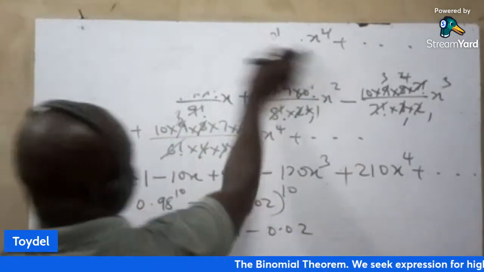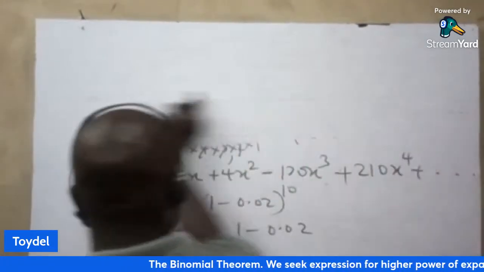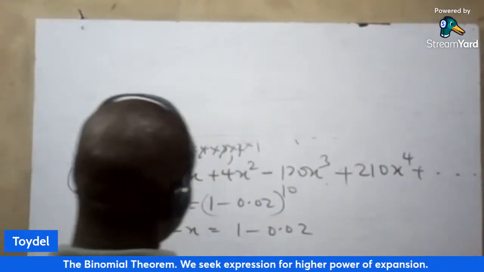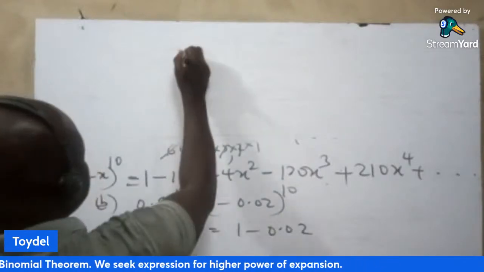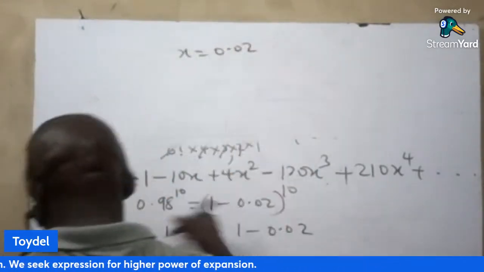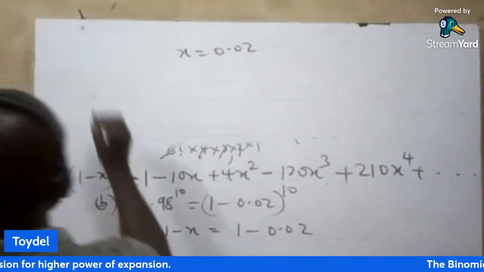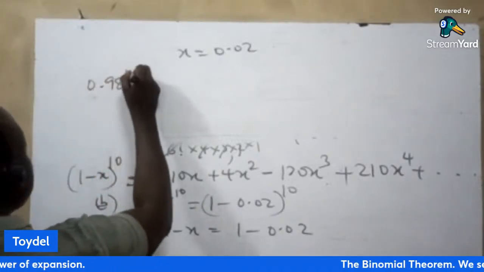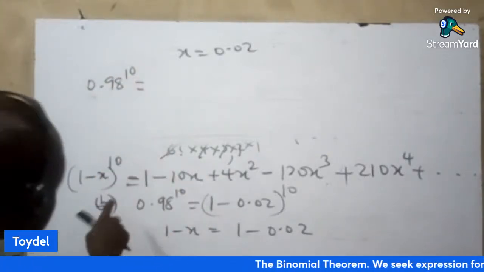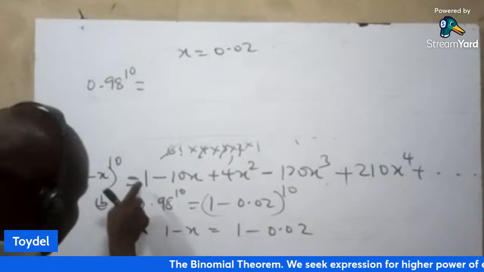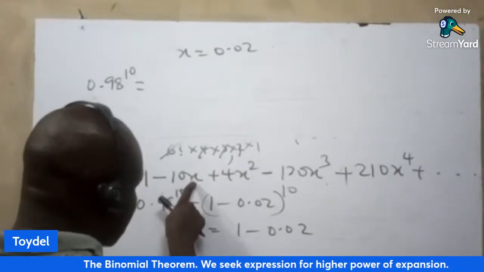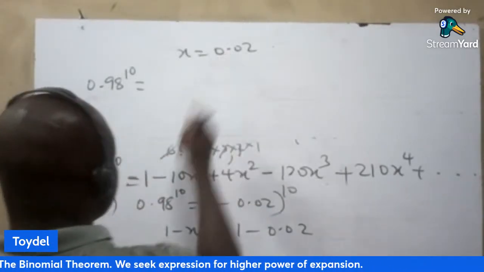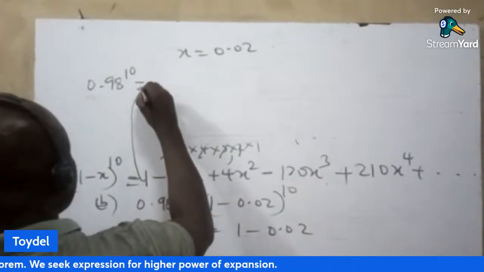Then if we decide to do that, what can we say there? We can realize that x can be equal to 0.02. From that expansion, x will be equal to 0.02. So that is 0.98 raised to power 10 that we are looking for. It's the same thing as this expansion, just that wherever we have x here, we change it to 0.02. So I'm going to write it out from here.